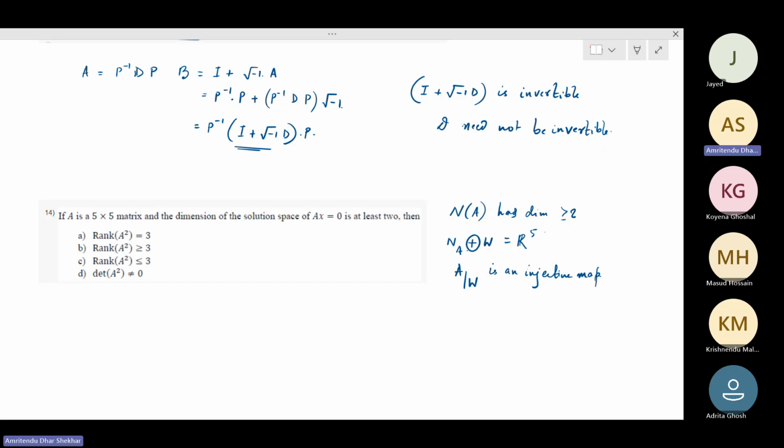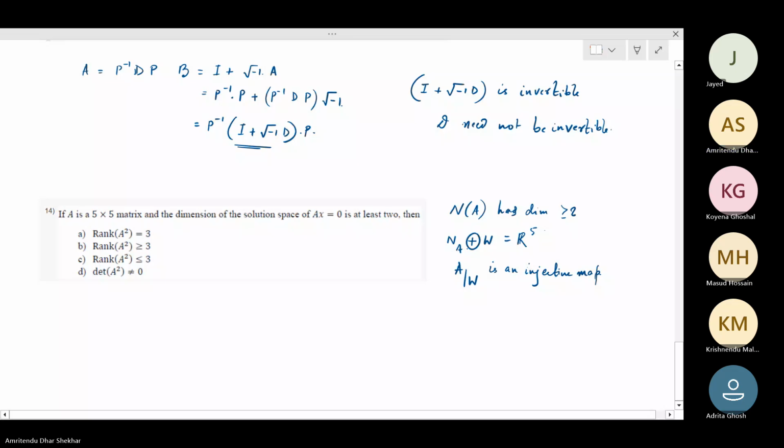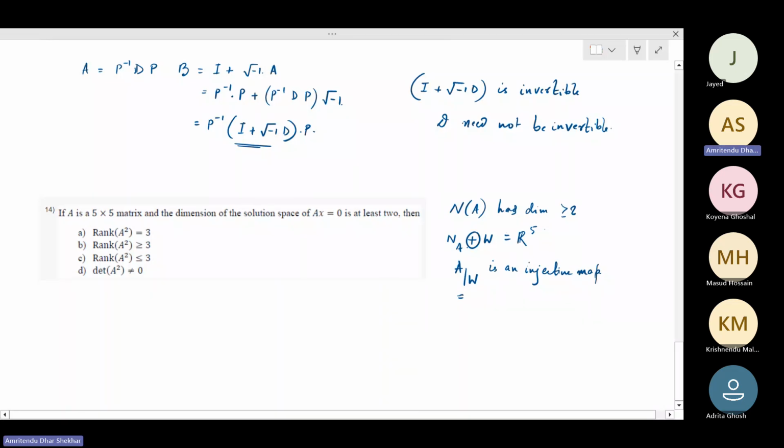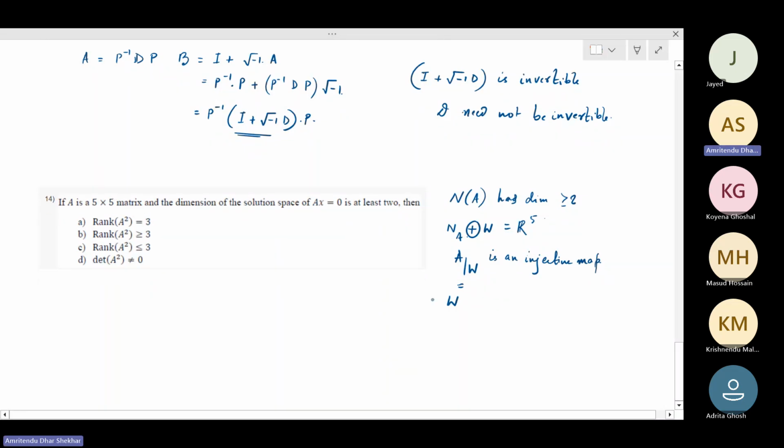And if N(A) has dimension greater than or equal to 2, then this W has a dimension which is less than or equal to 3. And this dimension of W is basically the rank of A. Okay. So rank of A is less than or equal to 3. If rank of A is less than or equal to 3, that means that the rank of A squared should also be less than or equal to 3. So C is the correct option.